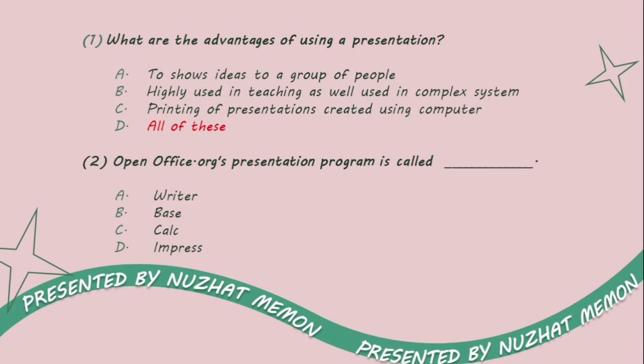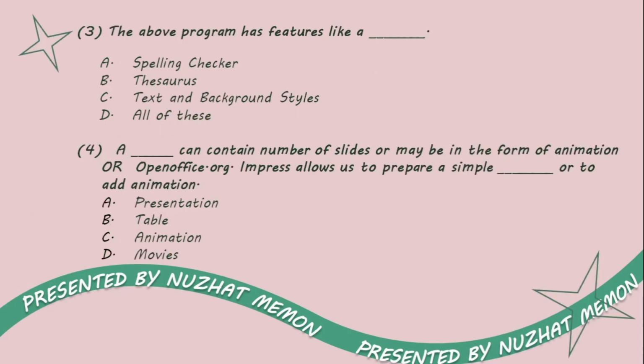Next is OpenOffice.org's presentation program is called Dash. So it is called Impress. Next, the above program has features like Dash. So it has features like spelling checker, thesaurus. Next is text and background styles. There are many different background styles for this. We will learn about this further also.